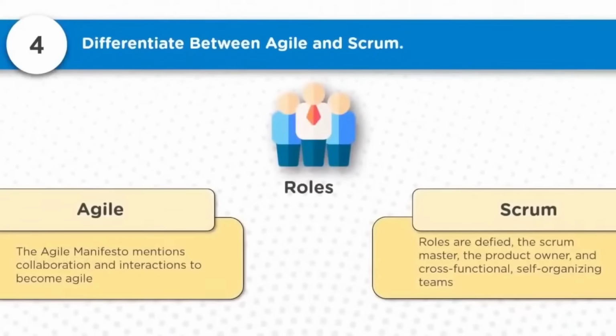Then looking at the leadership and roles perspective. The Manifesto mentions the required collaboration and interactions to become Agile, whereas Scrum defines the roles like the Scrum Master, the product owner, and the self-organizing teams, which are cross-functional self-organizing teams. These are the main three roles which Scrum defines. Now generally when we say projects, we come across a role like project manager. So do we see such project managers in Scrum?